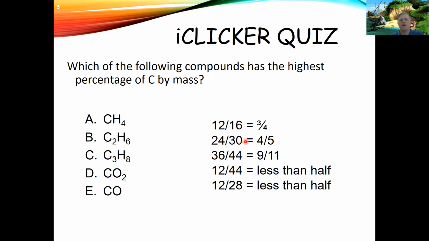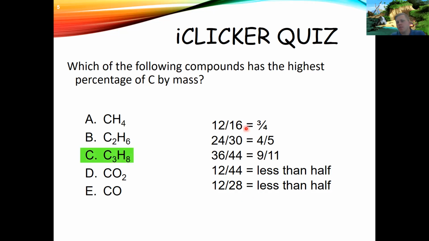In B, carbon makes up 4/5 of the mass, which is slightly more than 3/4. In C, carbon is making up 9/11, which is also greater than 4/5. And then for CO2 and CO, carbon makes up 12/44 and 12/28 of the mass. Both of those are less than half of the mass. So the answer here is going to be C3H8.